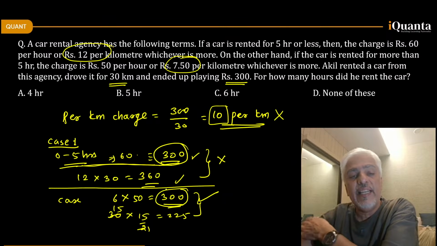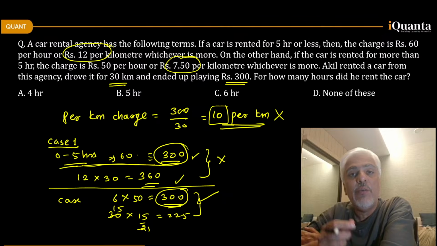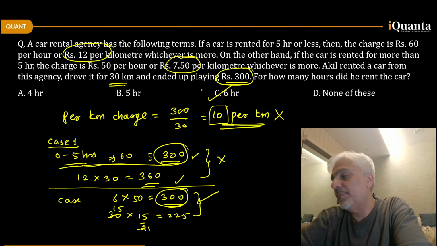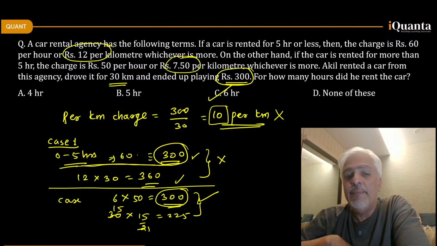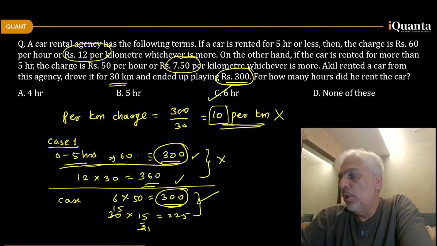If the earlier case of 5 hours is taken, the charge by kilometer is coming out to be 360 rupees and he would have to then pay 360. Which is told to us he has paid only 300, which means that is wrong and the answer is 6 hours. Is it clear, everybody? Cool. Let's go ahead.